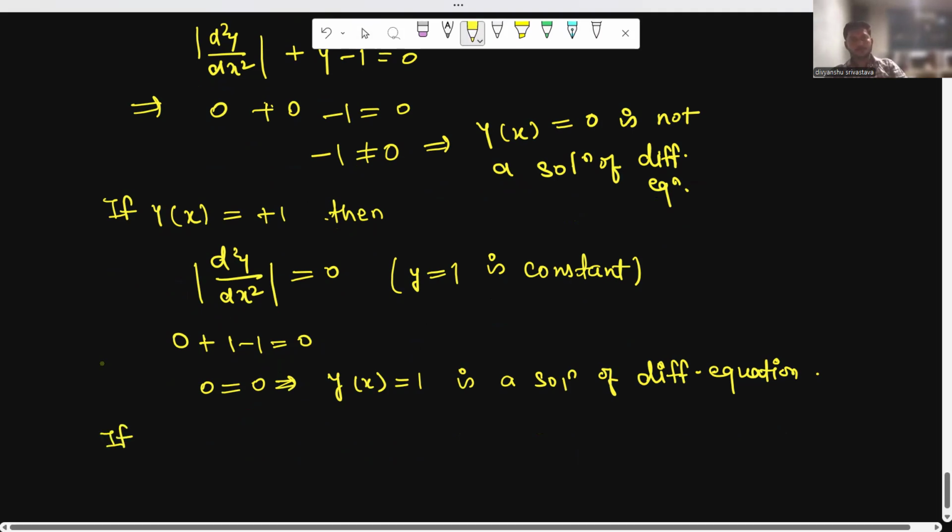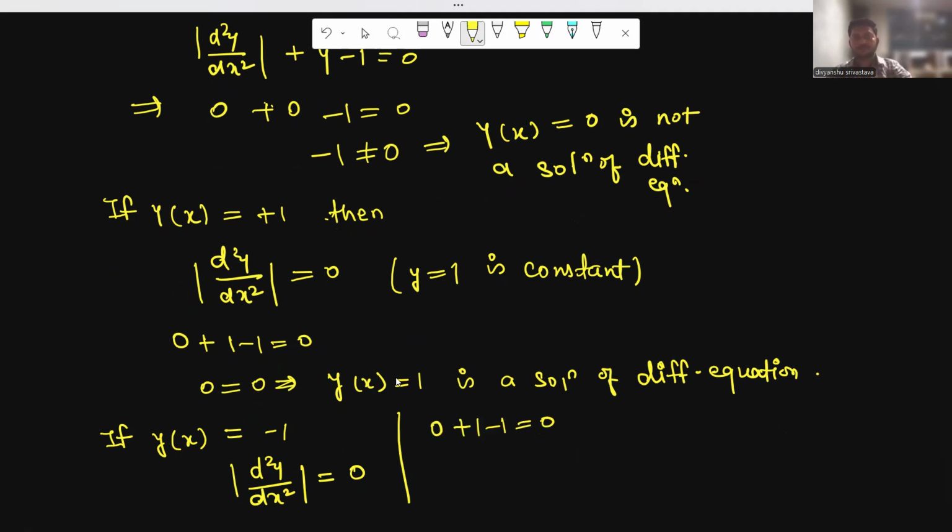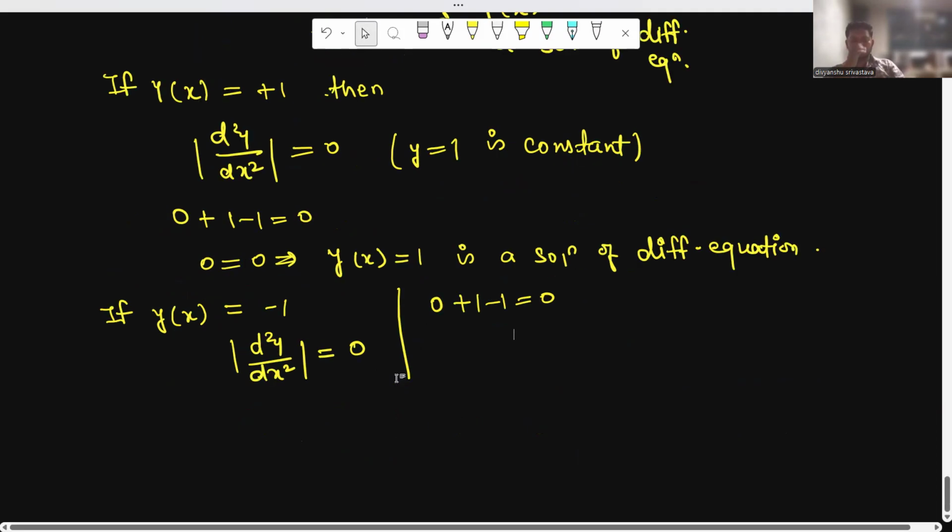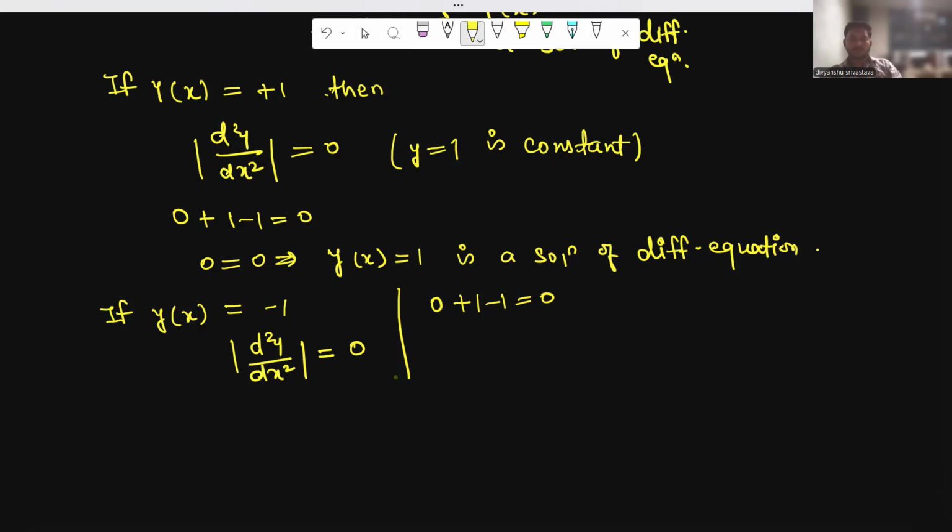Okay, now move on to the next part. If y(x) is equal to minus 1, then d2y upon dx square is equal to 0. Therefore, you have 0 plus 1 minus 1 which is equal to 0. Here a modulus part is already given.